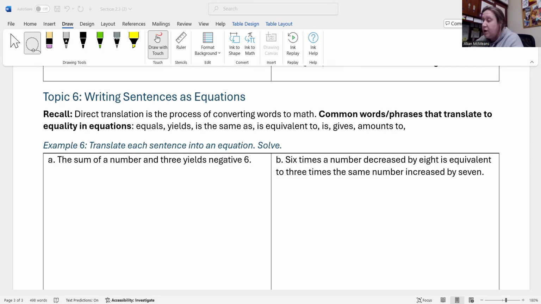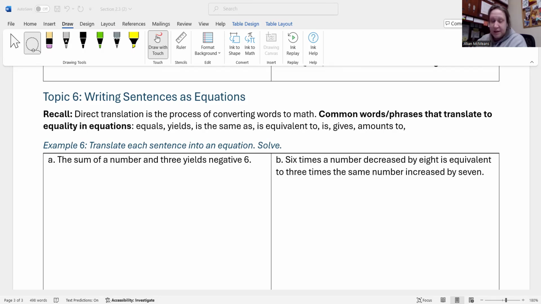Some common words or phrases that translate to equality, since we're talking equations, we need to have that idea of equality here, would be equals, yields, is the same as, is equivalent to, is, gives, amounts to, and I think I meant to put etc. and I just forgot. So there's a little bit of a typo here, but I think the point is made.